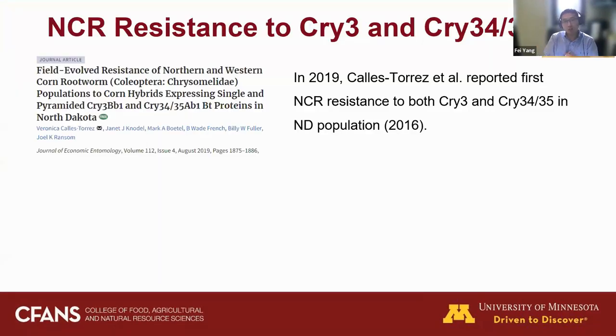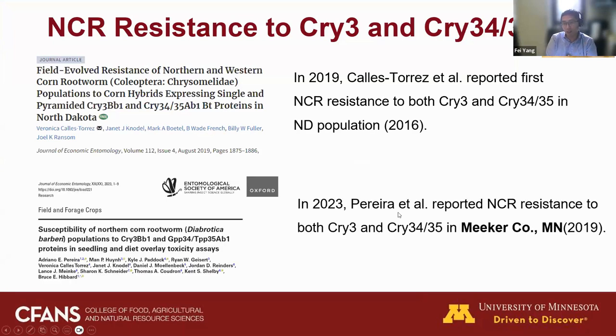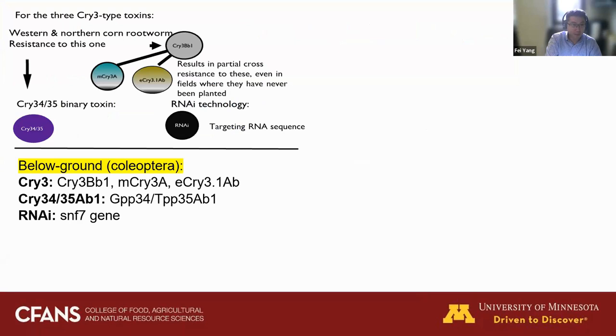As you mentioned, for Northern corn rootworm, resistance is not as widely reported as for Western corn rootworm. And until now, we only have 2 reports. One is the population collected in North Dakota in 2016, and the other, more recent one, was the population collected in Meeker County, Minnesota in 2019. Other than that, we don't have any public reports about Northern corn rootworm resistance to Bt proteins.